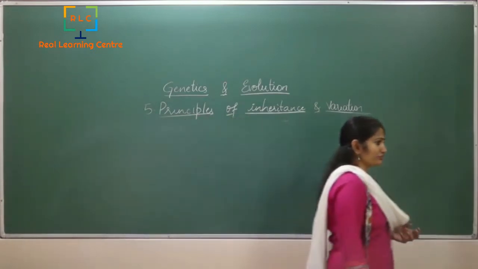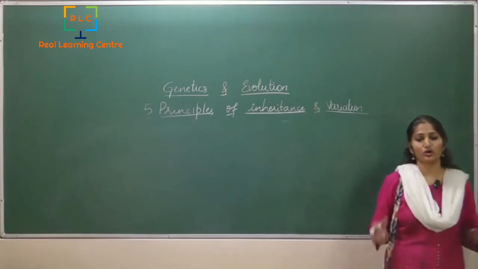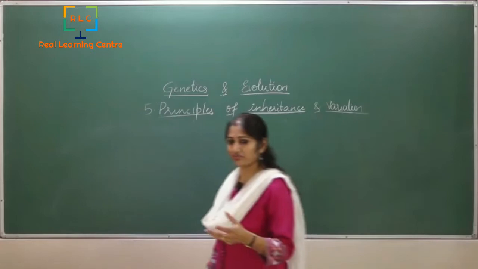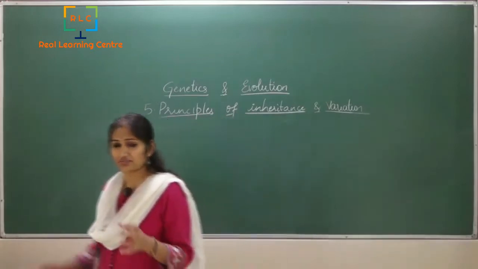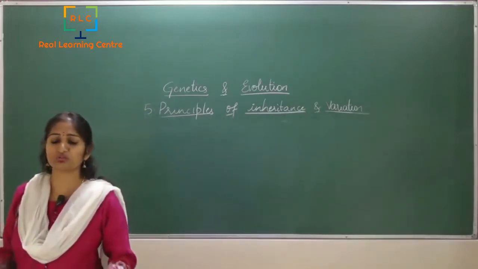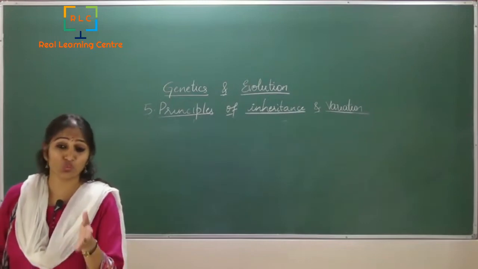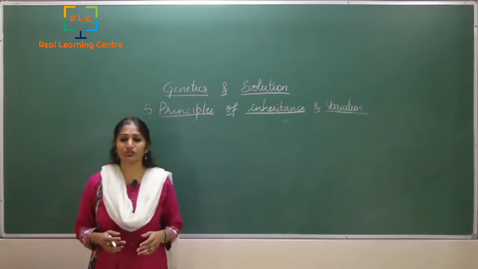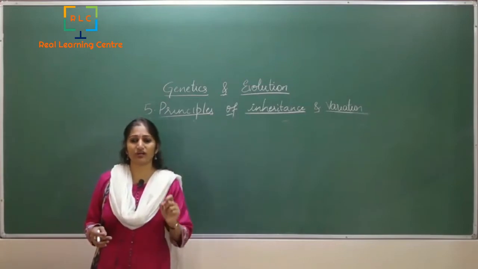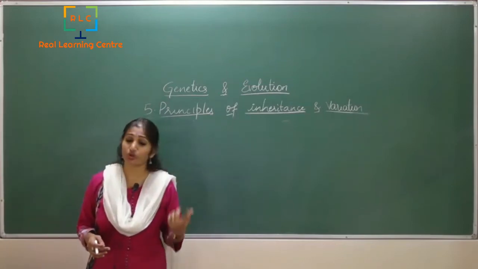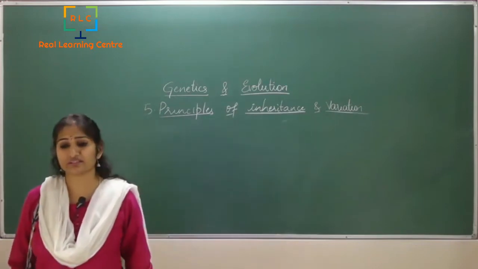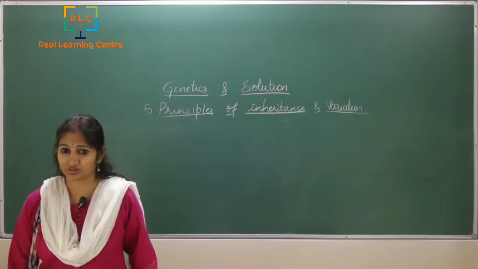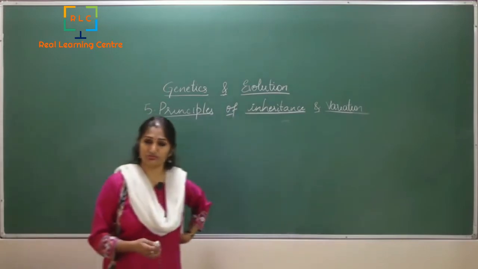The first law is called the law of dominance. These are basically laws which tell that if there is a dissimilar pair of factors, like one dominant and one recessive in a heterozygous condition, only the dominating character is expressed, whereas the recessive is not. So that is the law of dominance.